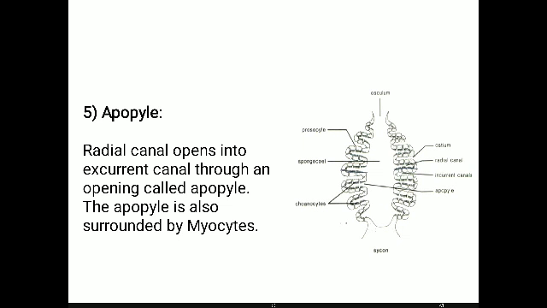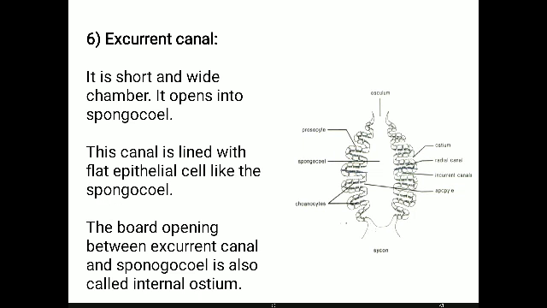The next is apopyle. As I told you, this is the radial canal and this is the excurrent canal. The radial canal opens into the excurrent canal through an opening called apopyle. Apopyle is a small opening present at the end of the radial canal. So this apopyle leads to the excurrent canal and is usually surrounded by myocytes.